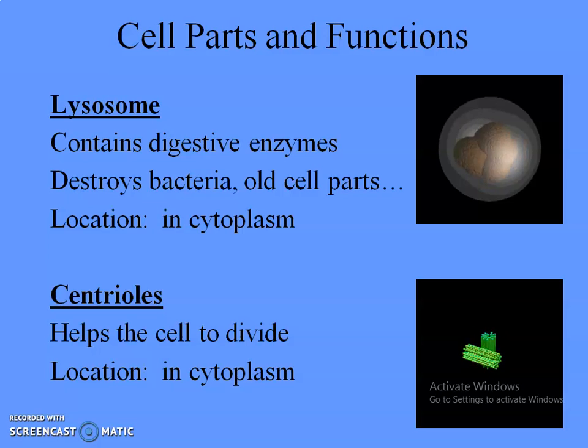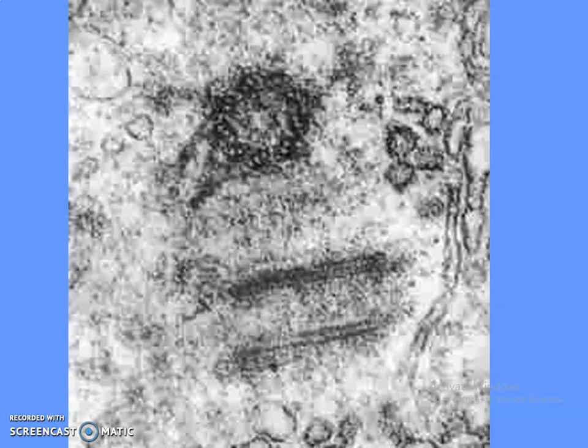Lysosomes. It is a very important part of the cell. It contains hydrolytic digestive enzymes. It is also called the suicide bag. It destroys bacteria and all cell parts. It is present in the cytoplasm. Centrioles help the cell to divide. Location: they are present in the cytoplasm. This is the photograph.